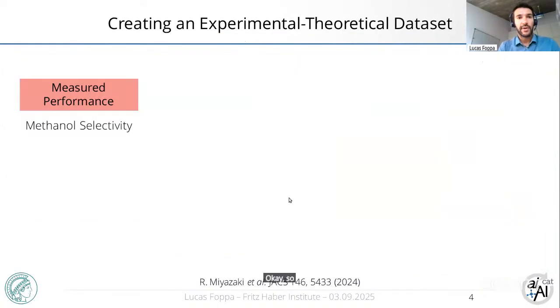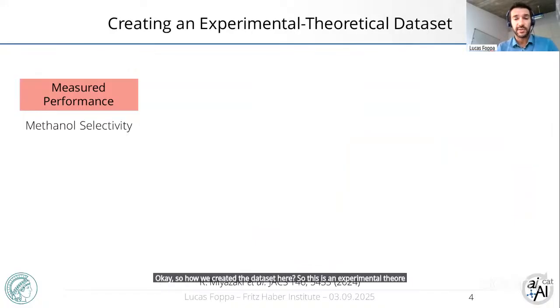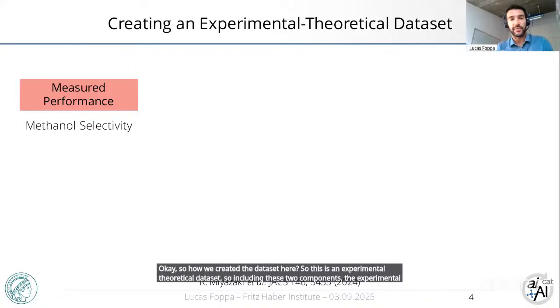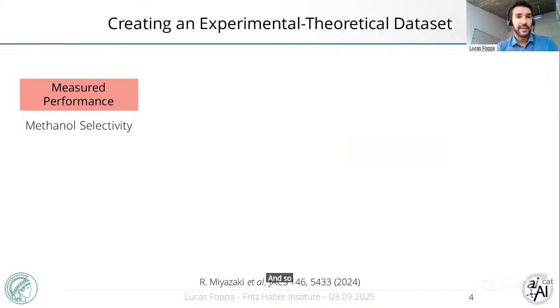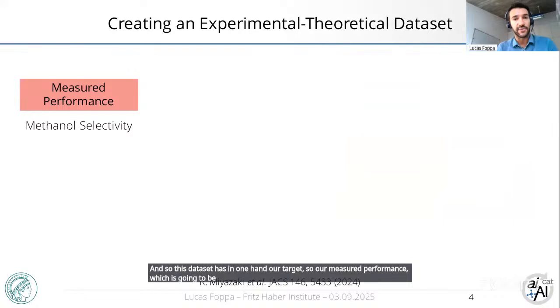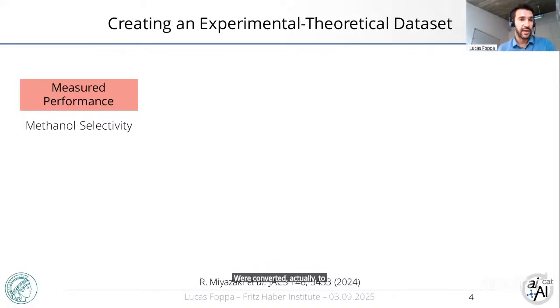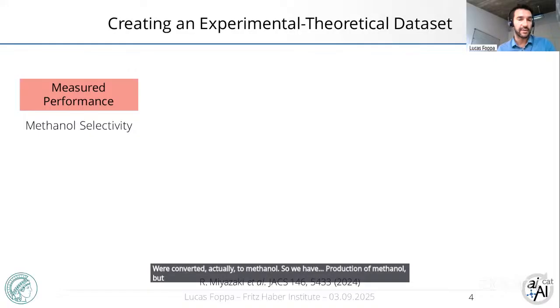Okay, so how did we create the data set here? This is an experimental-theoretical data set, including these 2 components, the experimental component and the theoretical component. On the one hand, this data set has our target, our measured performance, which is the methanol selectivity. This is our product of interest. This selectivity quantifies how much of the products were converted to methanol. We have production of methanol, but we also have CO and methane, which are undesirable. So we look at how much methanol was produced. This is the methanol selectivity, and it comes directly from experiment.